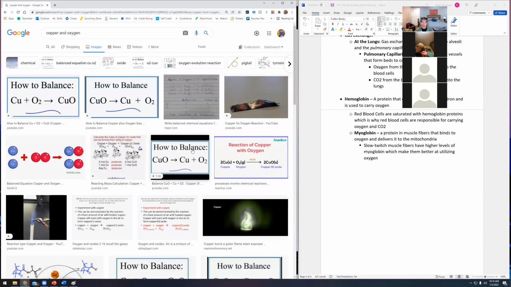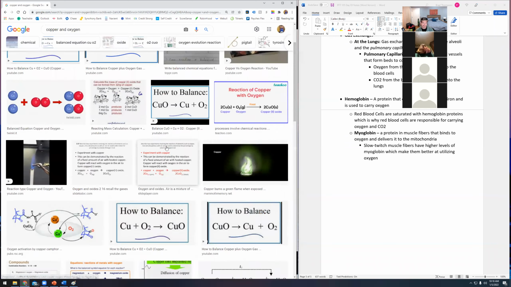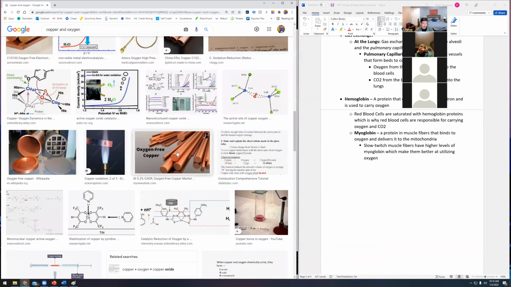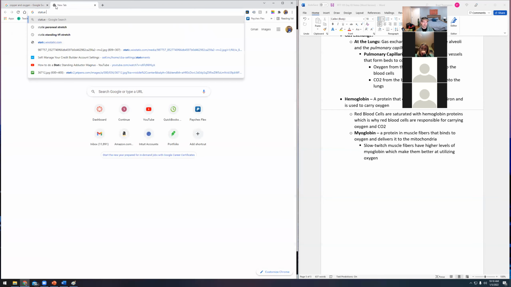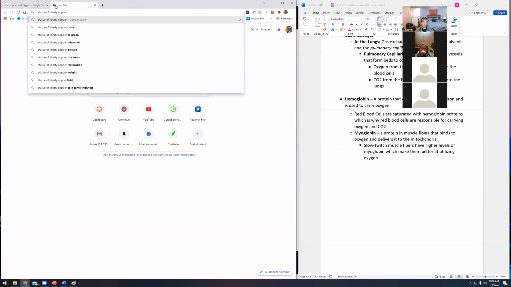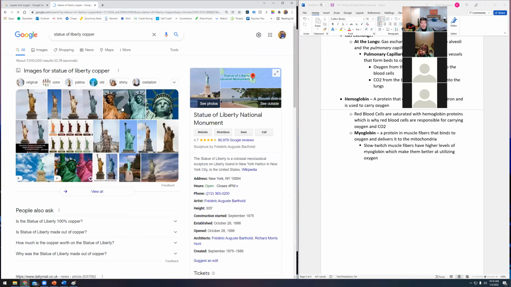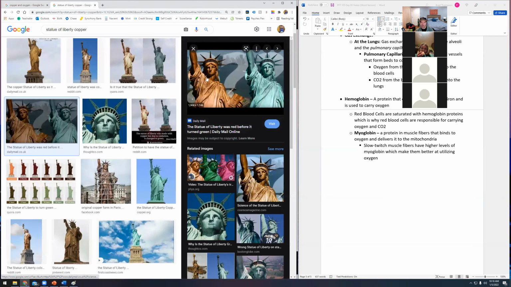So the Statue of Liberty. The Statue of Liberty is bluish green, right? No, it's made out of some bluish green metal. No, it's not. It's made out of copper. Here's the original color. It used to look like this, right? But it's been sitting there and it's exposed to oxygen. So it has oxidized and all the copper has turned this kind of bluish color.